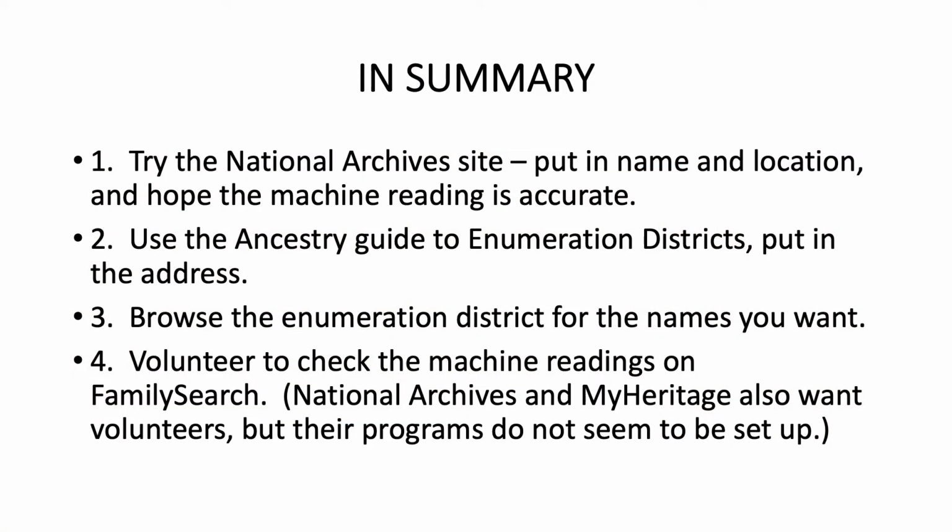So, in summary, I want to give you the steps I would take if I'm looking for anybody on the 1950 census. Number one, I would start with the National Archives website, put in a name and a location if you know it, and hope that the machine reading is accurate. I mean, I've tried a number of names. Unusual names are easier to find than common names. In other words, if you're looking for a John Smith, forget it. Especially if you don't know the city. If you know the city, then you've got a chance.